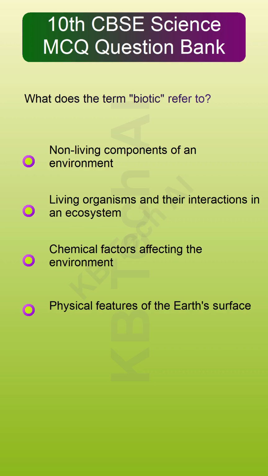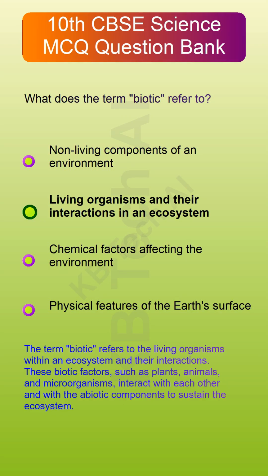What does the term biotic refer to? Option 1, non-living components of an environment, option 2, living organisms and their interactions in an ecosystem, option 3, chemical factors affecting the environment, option 4, physical features of the Earth's surface. The answer is, option 2, living organisms and their interactions in an ecosystem.